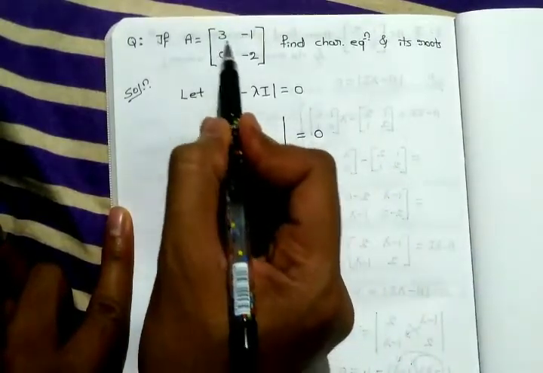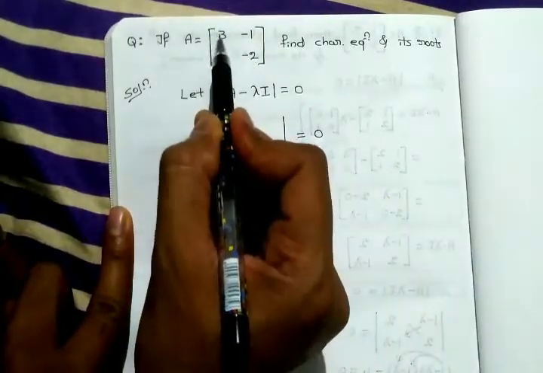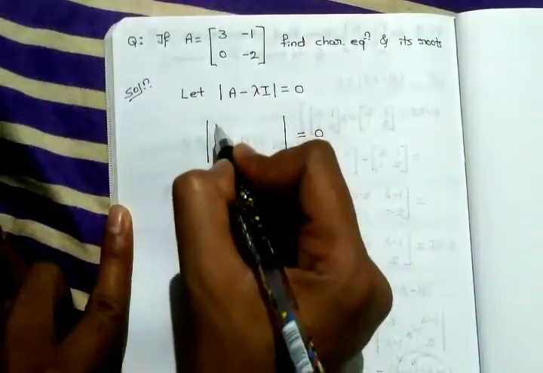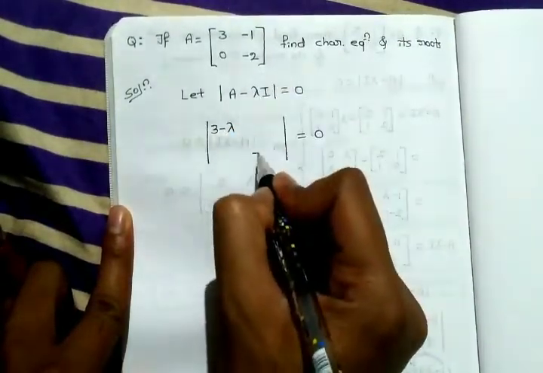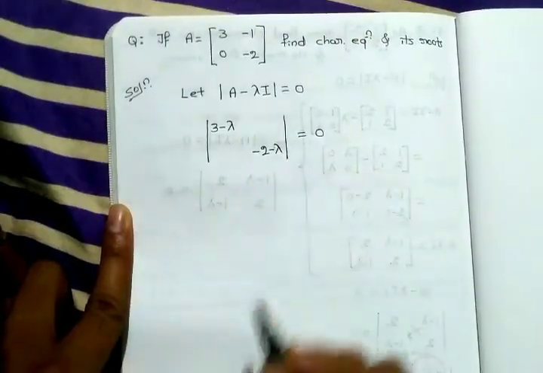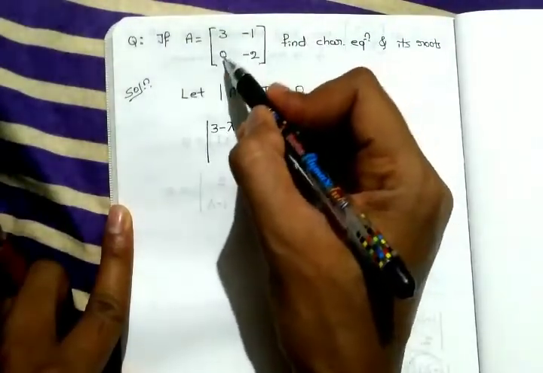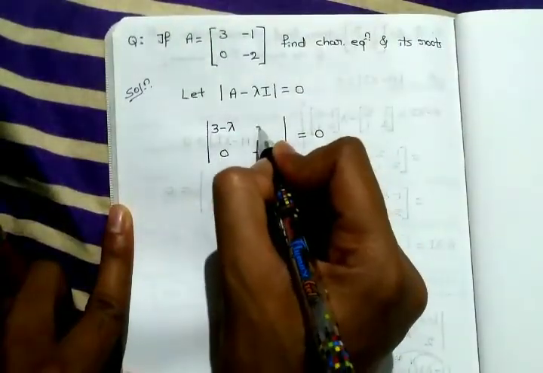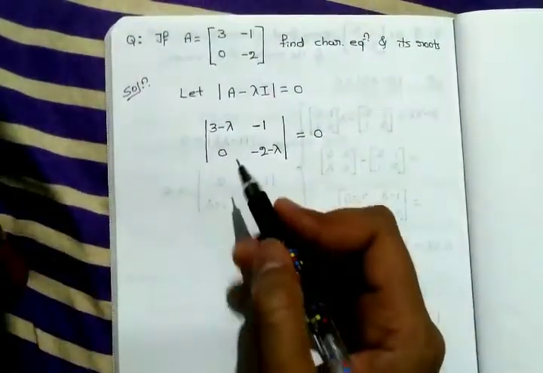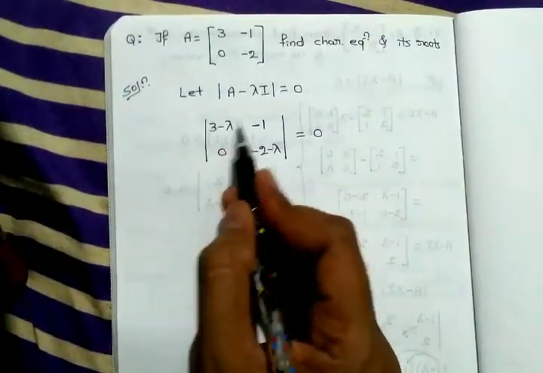These two are called principal diagonal elements. For the principal diagonal elements subtract lambda. 3 is there, subtract lambda. Minus 2 is there, subtract lambda. Then the remaining two terms, 0 and minus 1, keep as they are. So next apply the second order determinant rule.